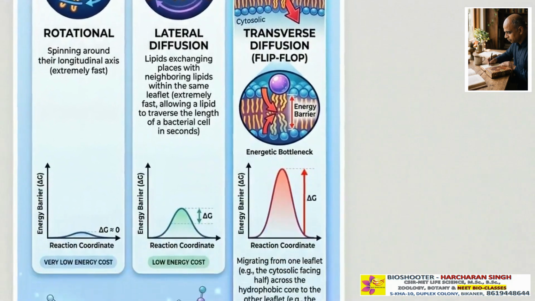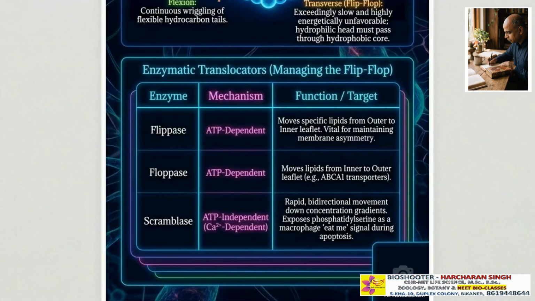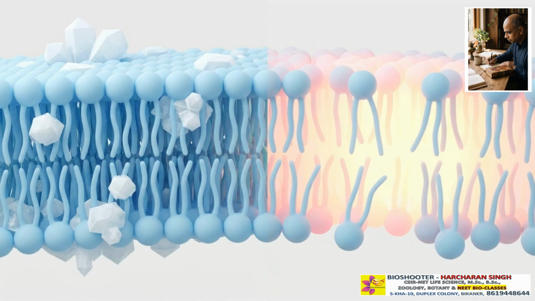This chart shows the energetic bottleneck of transverse diffusion. Dragging a water-loving head through the oily core requires a massive input of energy to strip away its hydration shell. To overcome this barrier, the cell employs the enzymatic translocators listed here. Flippases and floppases are ATP-dependent enzymes that manually move lipids across the core to maintain the precise asymmetry required for cell signaling. This movement must be precisely regulated because of environmental threats.